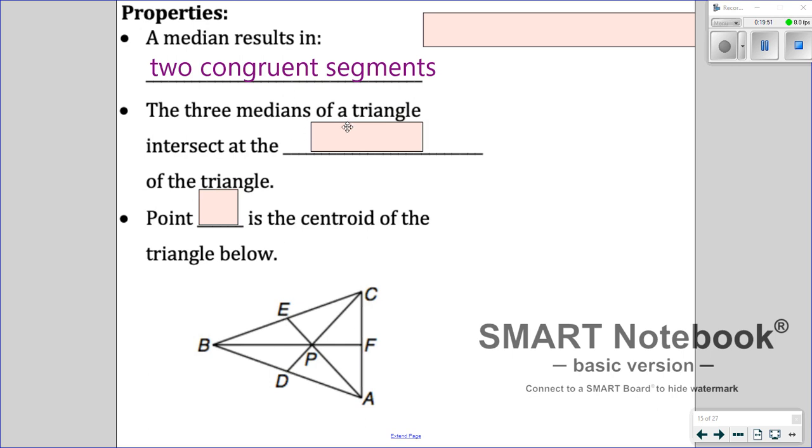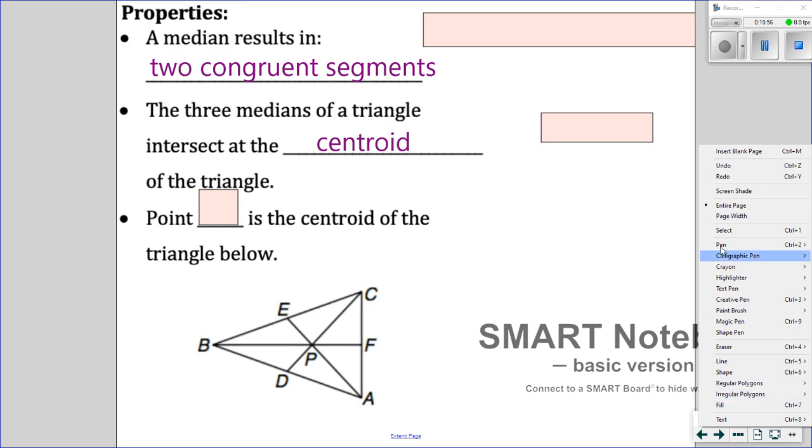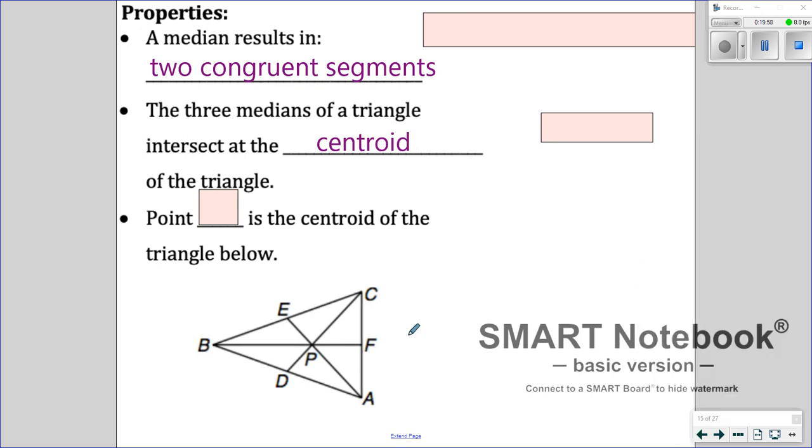It's going to intersect at the centroid. The centroid, I'll show it with the purple, is here. This is what it's called, centroid. You would say center, but the mathematically correct term is centroid. And that point P is the centroid of the triangle below. So when you have those three medians intersect in the triangle, because the triangle has three sides, and the three medians intersect at the center, that center is called a centroid.